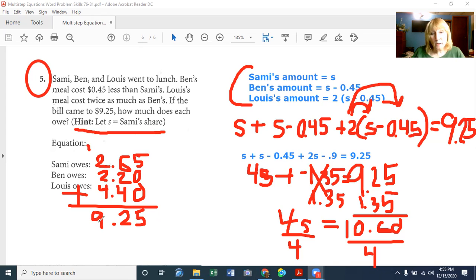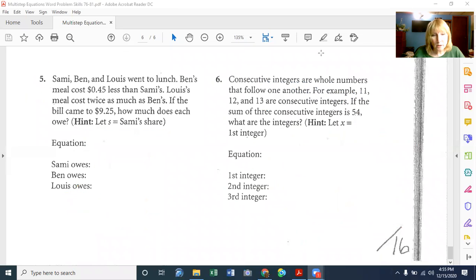So the key to those is to make sure your formulas are correct and to figure out what everything is based on. Okay, there's another one for you to try for number 6 there, consecutive integers. Consecutive integers mean they come in a row. Okay, and I believe, oh, that's the last page.